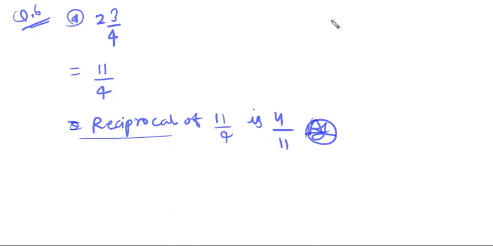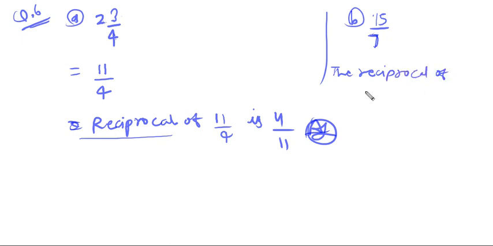Now if you want to see the second question, B part is 15 upon 7. So you can write directly the reciprocal of 15 upon 7 is 7 upon 15. What will its reciprocal be? 7 upon 15. Like this way.